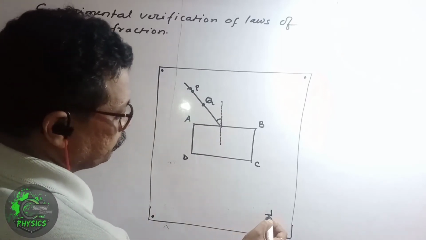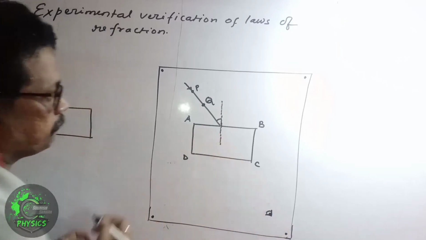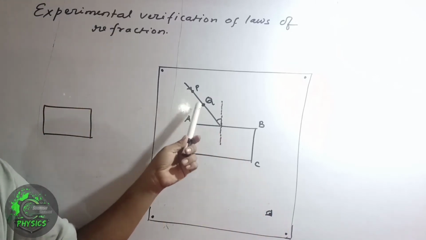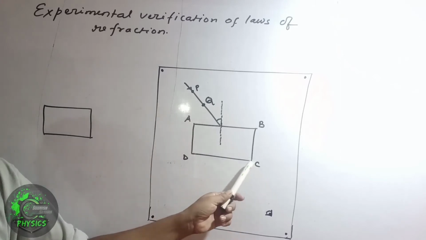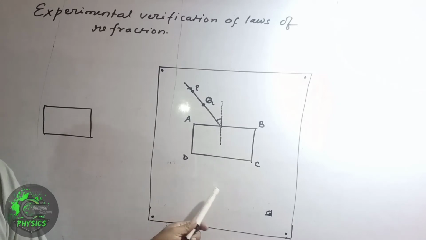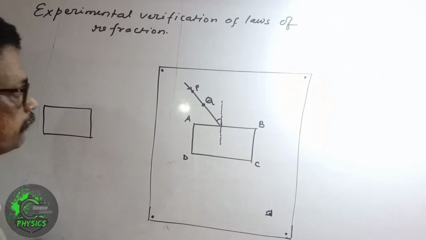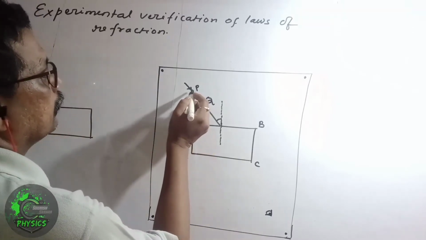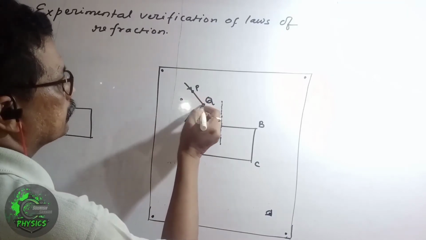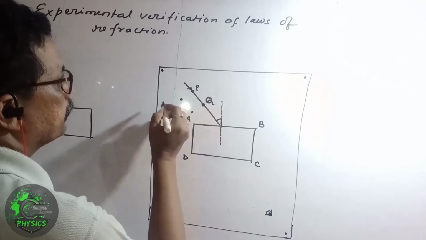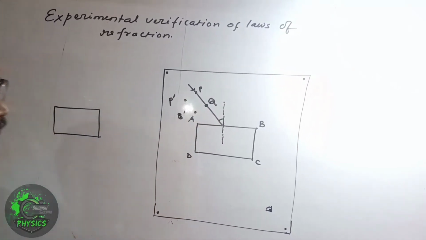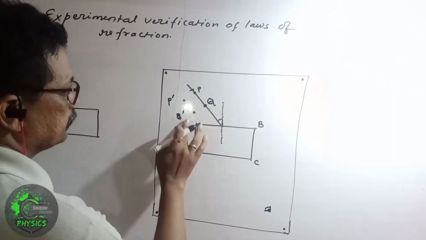Now you observe from this side through the glass block. The pins P and Q should be observed through the side CD of the glass block from a particular point. Now P can be seen somewhere here, Q can be seen somewhere here. Let this be P dash, this be Q dash. Okay, this point is A.